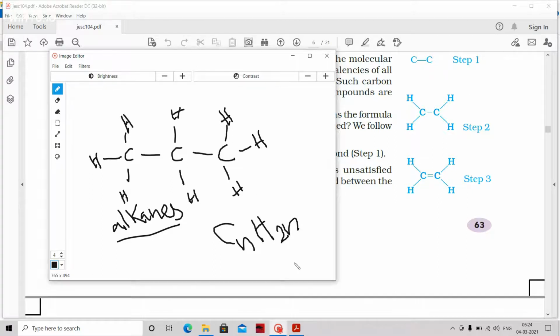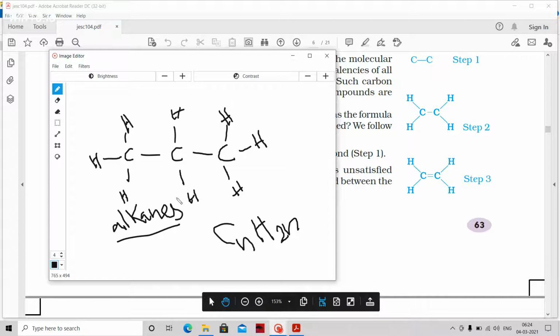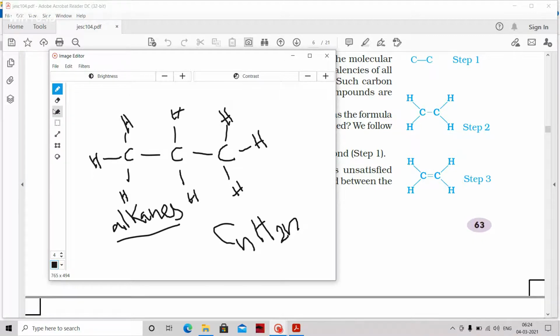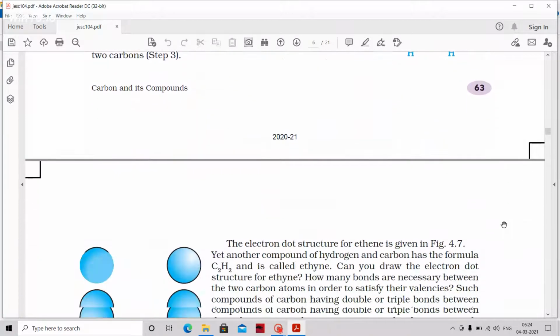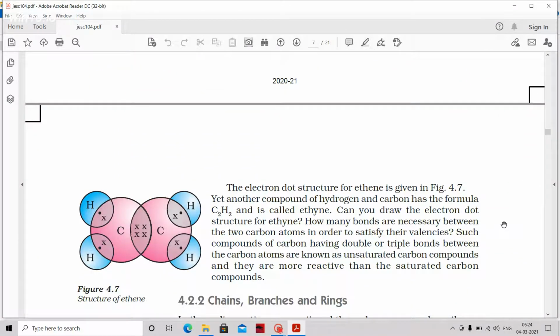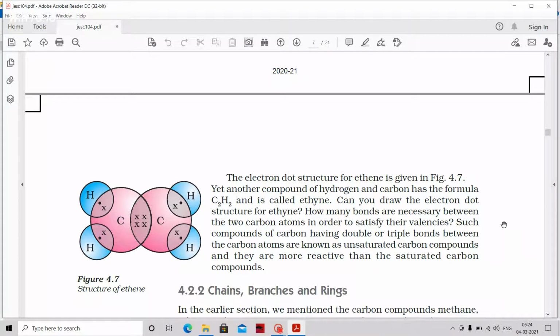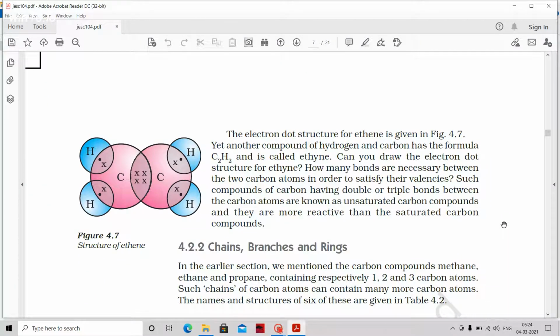So these unsaturated hydrocarbons, CnH2n, are called alkenes. Alkanes, this is alkenes. So similarly, this is the compound we can have. So you remember, carbon-carbon double bonds are alkenes, carbon-carbon single bonds are alkanes. Carbon-carbon single bonds are saturated hydrocarbons, carbon-carbon double bonds are called unsaturated hydrocarbons.